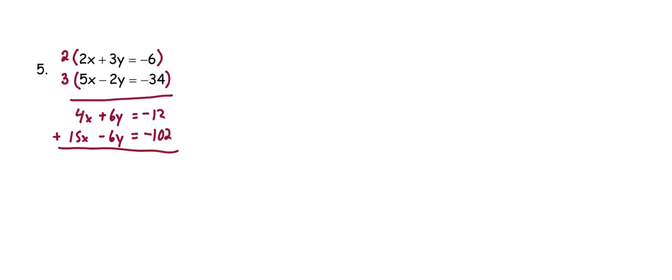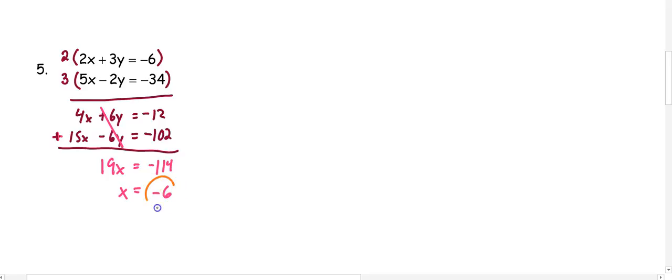So this time, when I go to add straight down, my y's cancel out, and I'm left with 19x equals negative 114. And then I can divide by 19 on both sides, and I get x is negative 6.